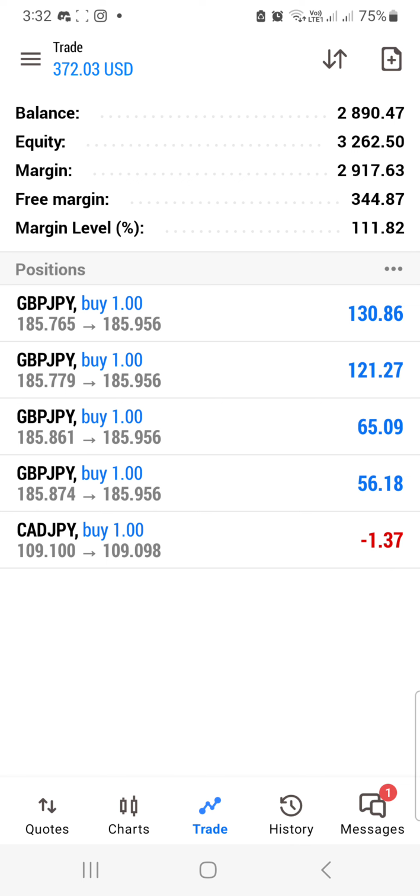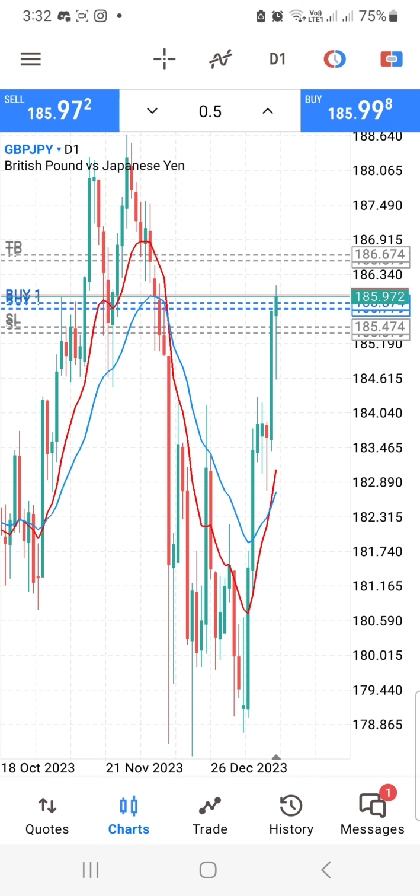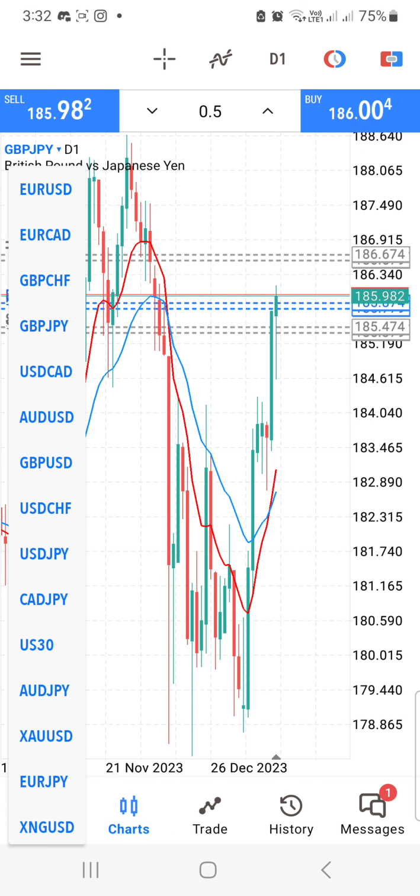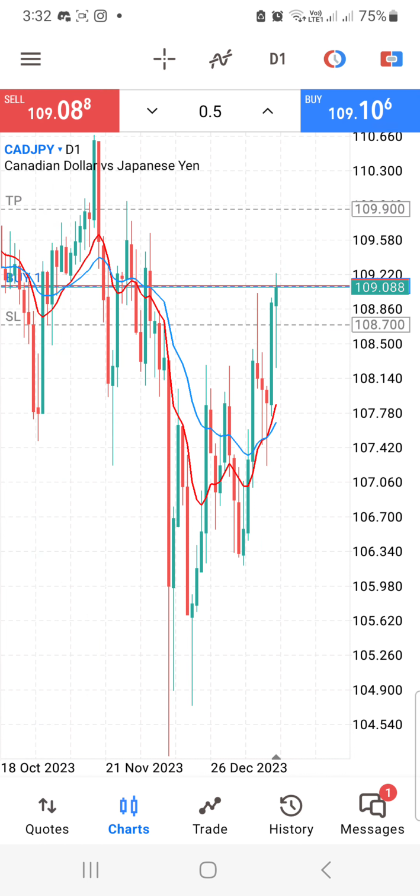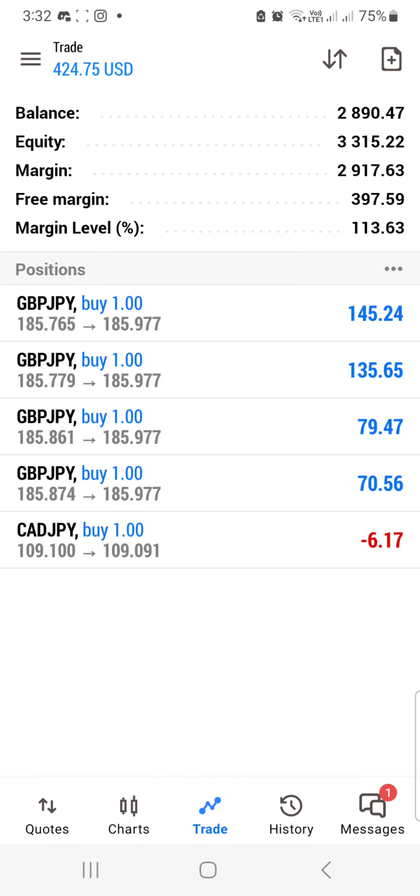Yeah, so that's that for now, and CADJPY. I traded CADJPY too. Let me check what is happening in CADJPY. Where's my CADJPY? Here, this is the trade I entered for CADJPY. So that's that. For now, our trades are running.